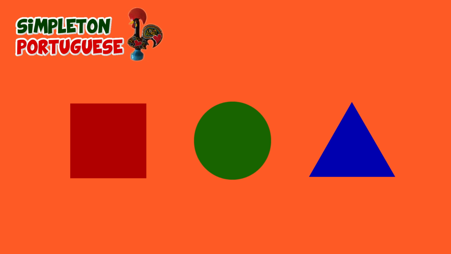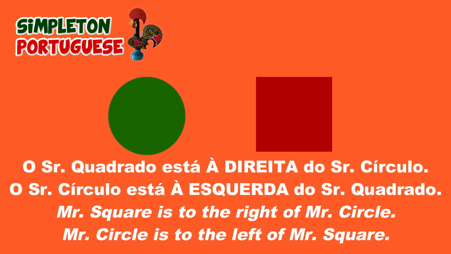Meet Mr. Square, the enigmatic accountant, Mr. Circle, the baker with a dark past and a heart of gold, and Mr. Triangle, the village idiot. O Senhor Quadrado está à direita do Senhor Círculo. O Senhor Círculo está à esquerda do Senhor Quadrado. Mr. Square is to the right of Mr. Circle. Mr. Circle is to the left of Mr. Square.